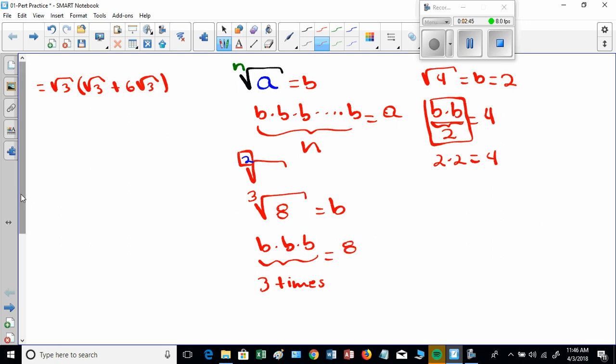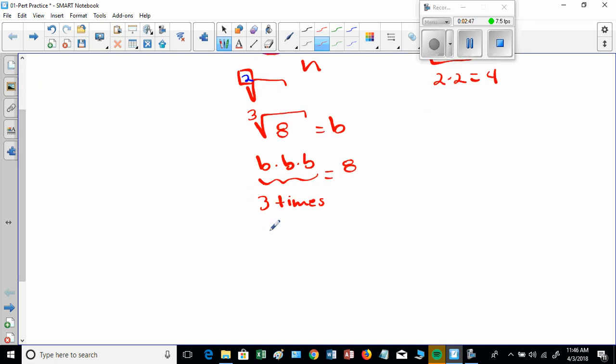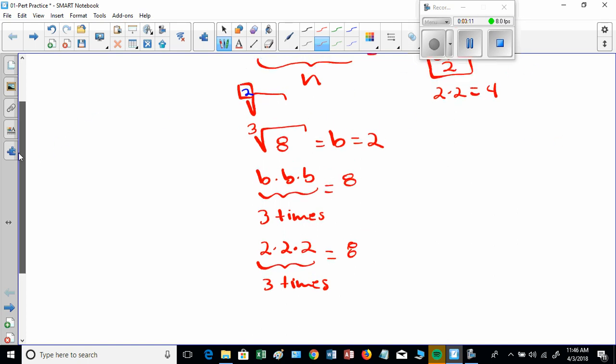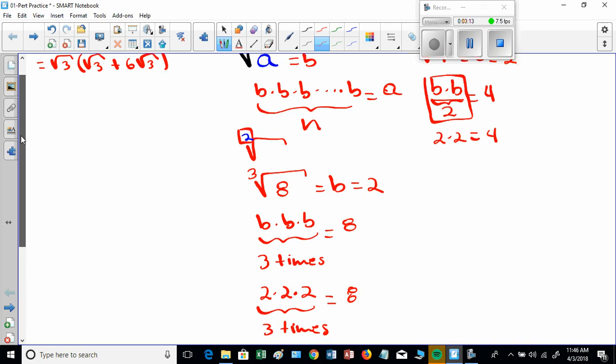So what you do now is you look for that number, and that number is equal to the number 2. So 2 times 2 times 2 makes it 3 times. It's equal to the number 8. So the answer of the cubic root of the number 8 is equal to the number 2. Okay, so that basically explains the basics of radicals and the principles.